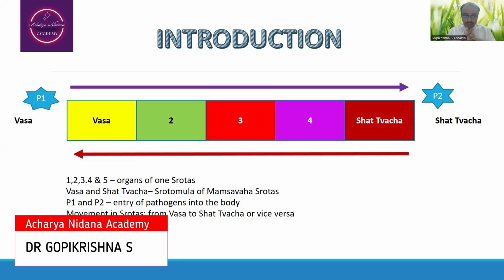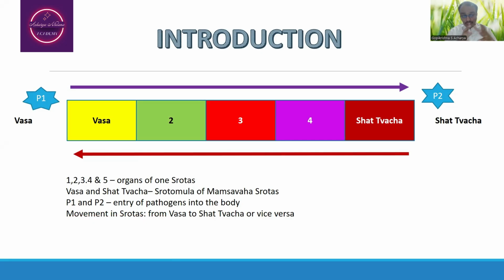Suppose this is a Srotas, which is having the Srotomula as Vasa and Shat Tvacha. Suppose it is having the organs 2, 3 and 4. In that particular situation, there may be a possibility of entry of pathogen either in the Vasa region or in the Shat Tvacha region. Suppose if the pathogens are entering via Vasa, there may be a possibility of affliction of Vasa first, which in turn may be having the affliction of organs 2, 3 and 4, and later there may be a possibility of affliction of Shat Tvacha. If the pathogens are entering via Shat Tvacha, then there may be a possibility of affliction of organs 4, 3, 2, and at last there may be a possibility of the affliction of Vasa.